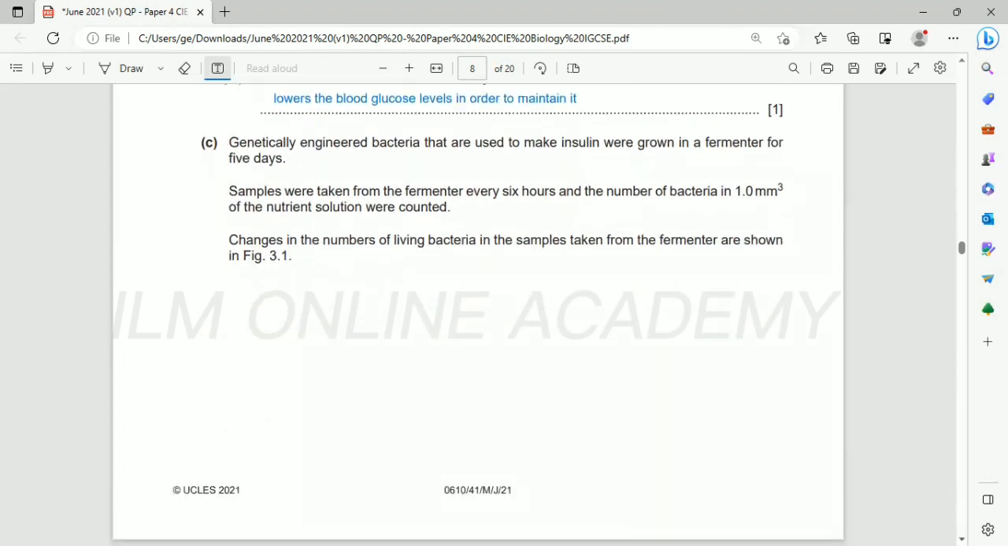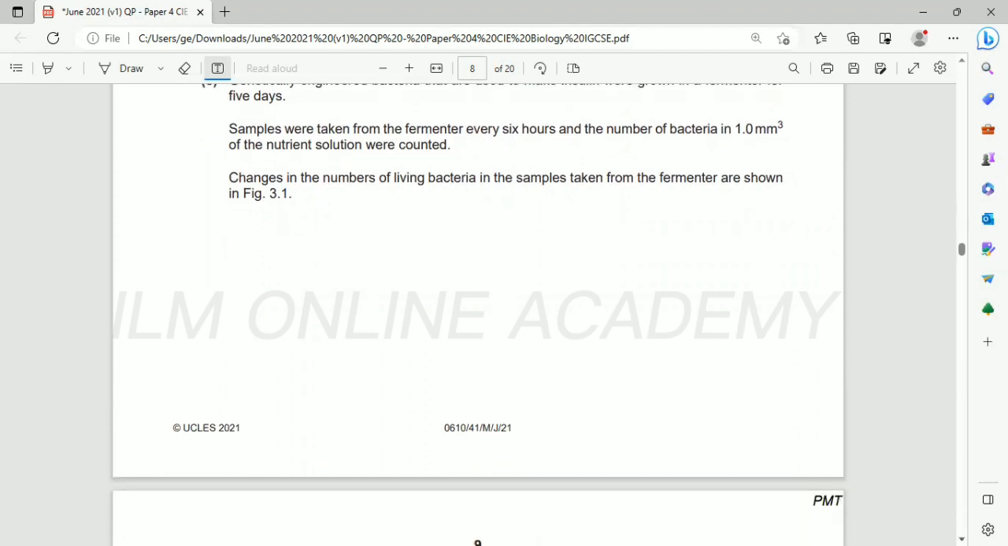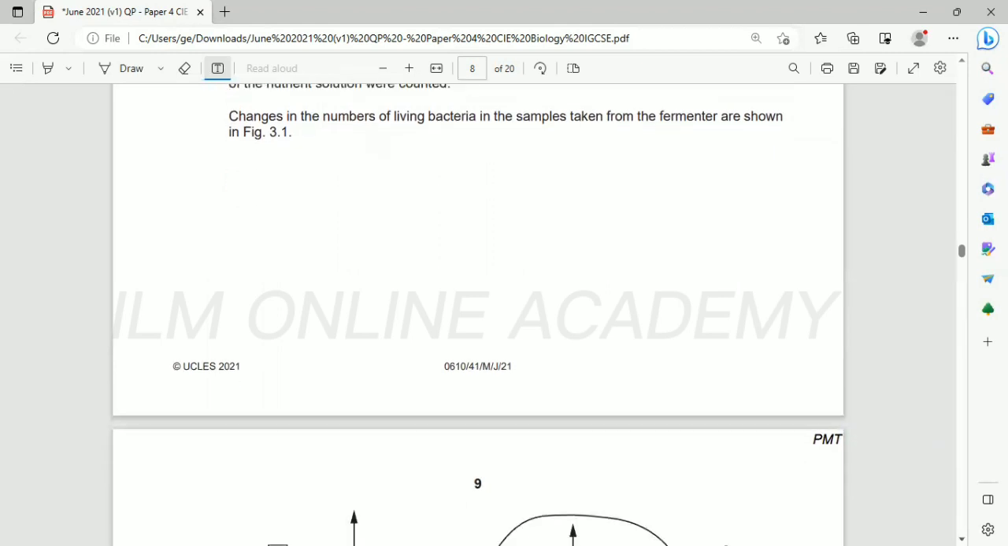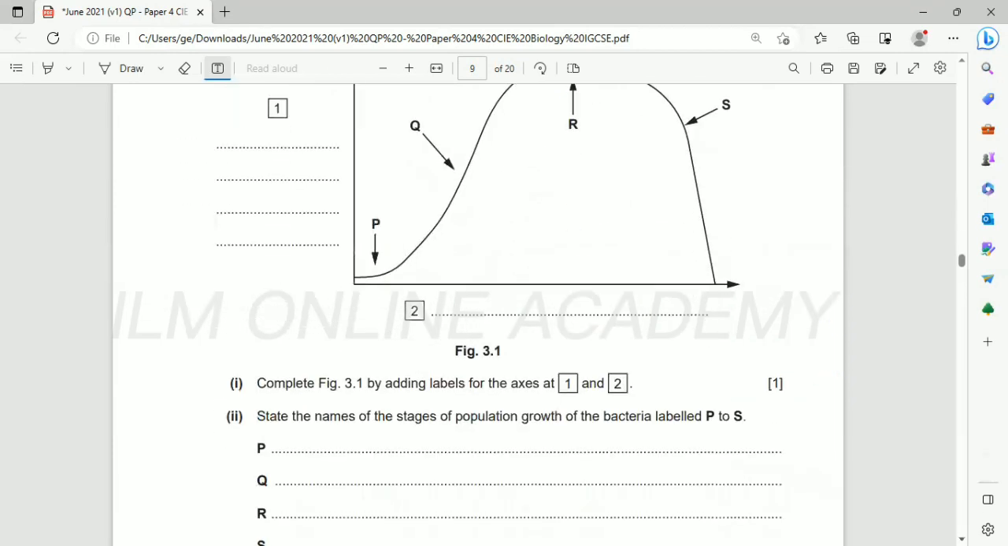Genetically engineered bacteria that are used to make insulin are grown in a fermenter for 5 days. Samples were taken from the fermenter every 6 hours, and the number of bacteria in 1.0 millimeter cube of the nutrient solution were counted. Now, changes in the number of living bacteria in the samples taken from the fermenter are shown. Okay, so 1 and 2. We need to add the labels x axis and y axis.